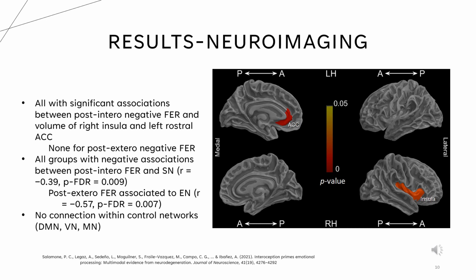For all groups, seed analysis revealed significant associations, which means the better the performance, the higher the FC, between post-interoceptive FER and SN, with an R value of negative 0.39 and a PFDR value of 0.009, whereas post-exteroceptive FER was significantly associated to the EN with an R value of negative 0.57 and a PFDR value of 0.007. No associations were significant within the control networks, such as the DMN, VN, and MN.